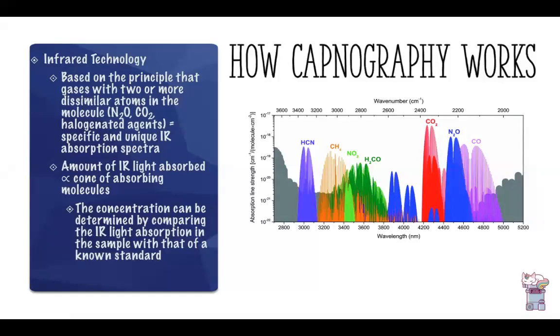Capnography works via infrared technology. This is based on the principle that gases with two or more dissimilar atoms in the molecule, like nitrous oxide or carbon dioxide, and other halogenated agents such as isoflurane, have specific and unique infrared absorption spectra. Thus, the amount of infrared light absorbed when passed through this sample of gas is directly proportional to the concentration of the absorbing molecules. You can compare the concentration of infrared light that is absorbed in the sample gas to one of a known quantity. Thus, you're able to accurately determine the amount of carbon dioxide within the sampled gas.